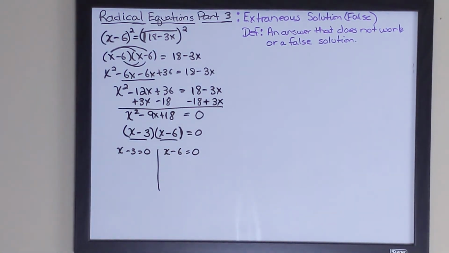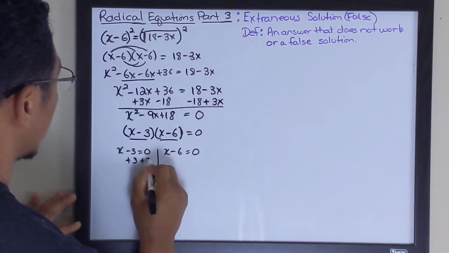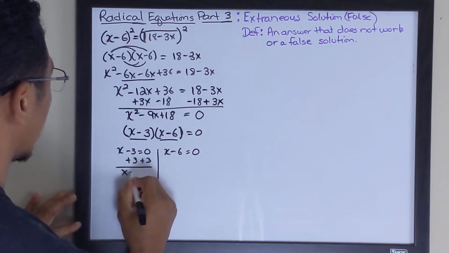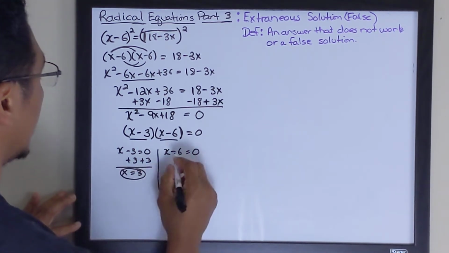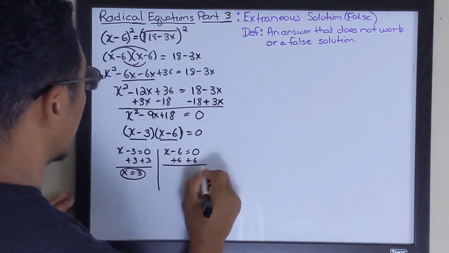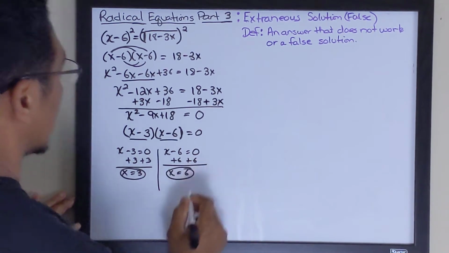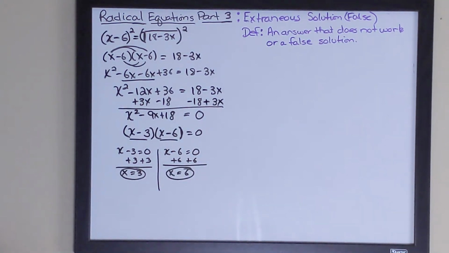Now that we've done that, let's go ahead and do this side. It'll be plus 3, x equals 3 over here. And over here it's going to be plus 6, and this will be x equals 6. Okay. So now what we have is two answers.